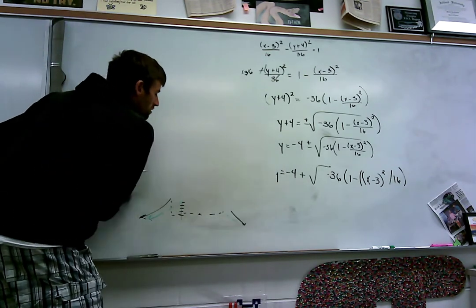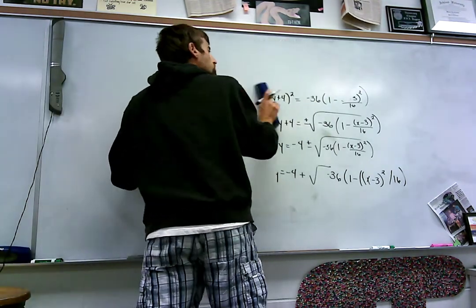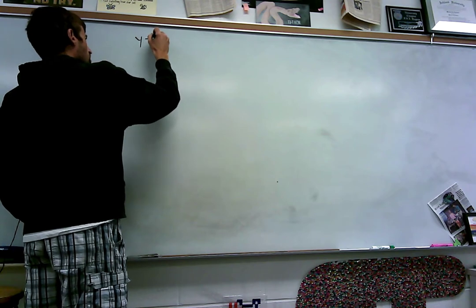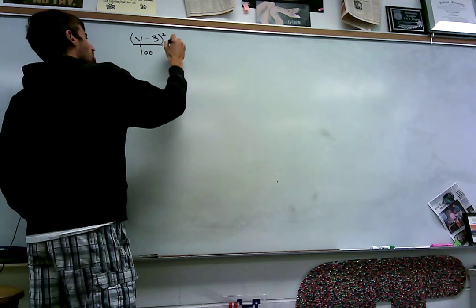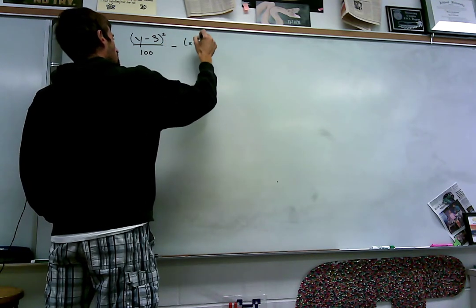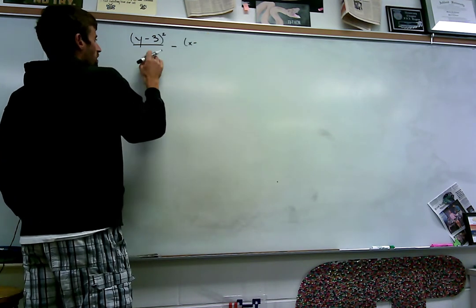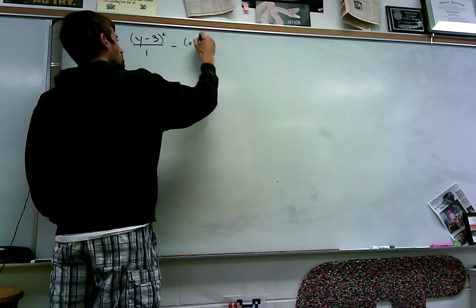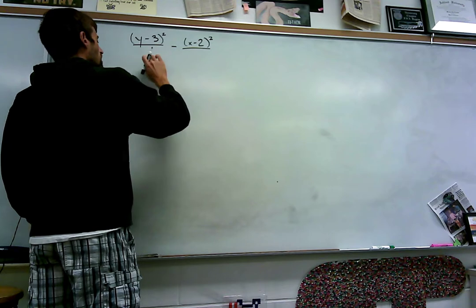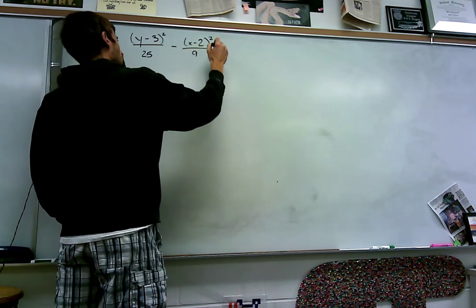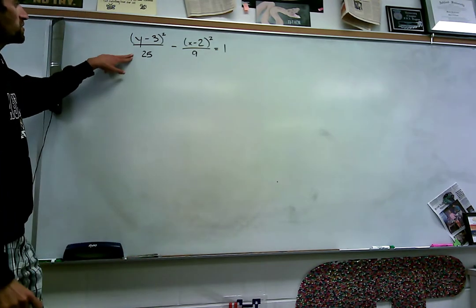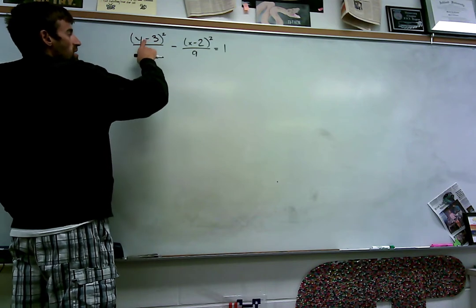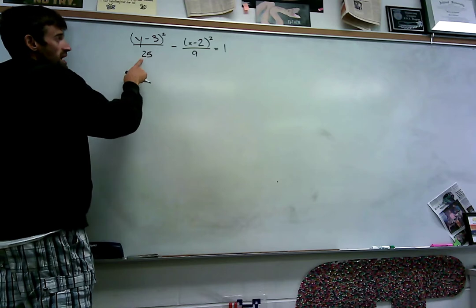I am going to do a vertical one. So I'm going to have (y minus 3) squared over 25 minus (x minus 2) squared over 9. Since this is vertical, I know A squared is going to be 25, so A is going to be 5, and B is going to be 3.